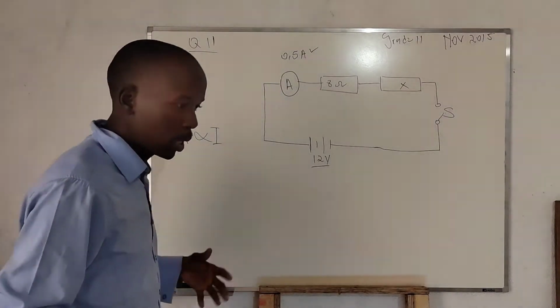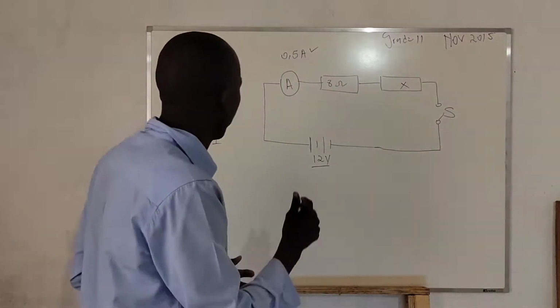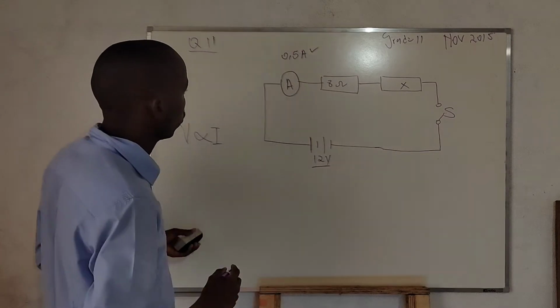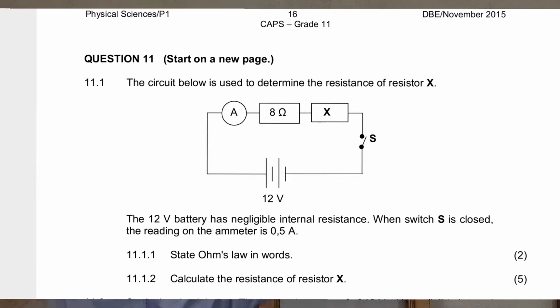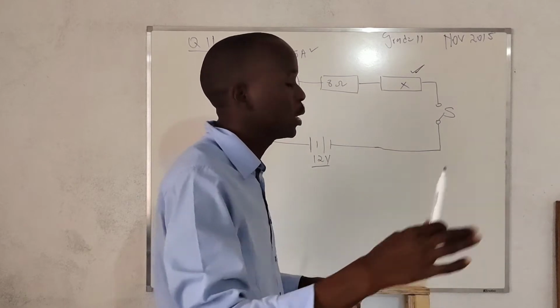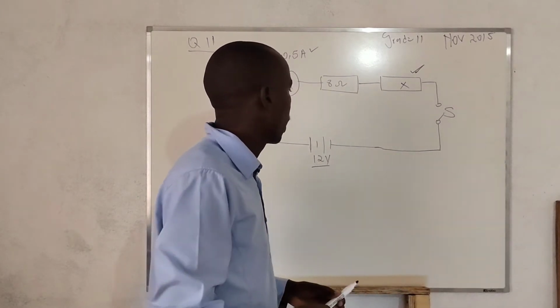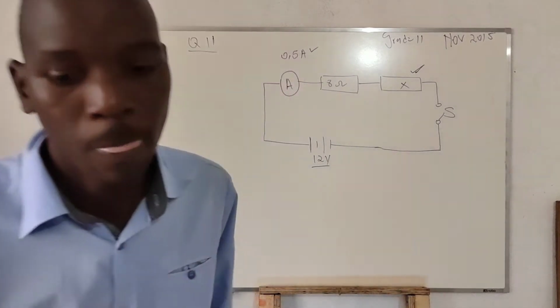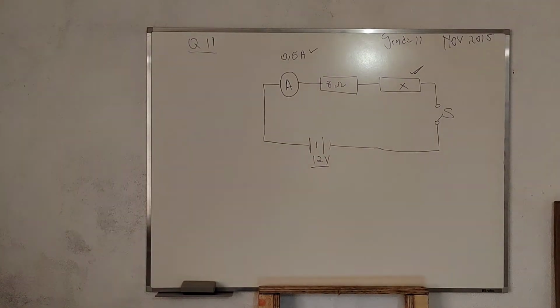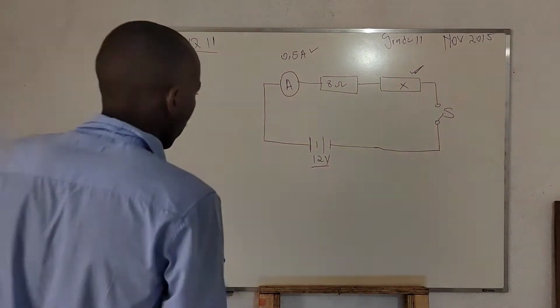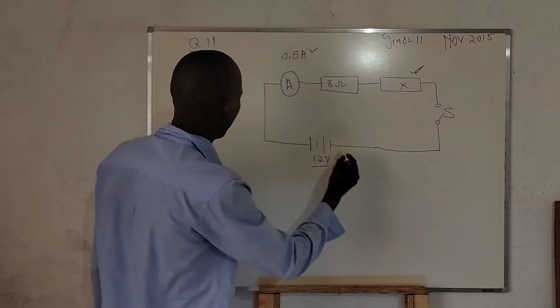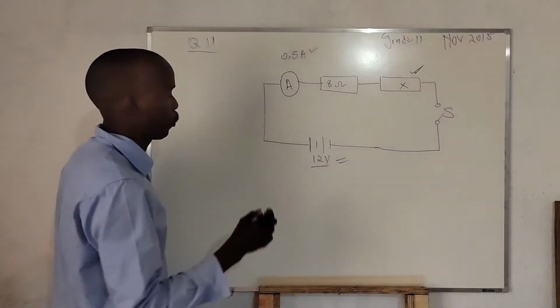As you can see, I'm going to solve the second question. The second question requires us to determine the resistance R. So we are going to use Ohm's law to determine the resistance of that resistor. As we can see here, we have the total voltage from the battery. We are going to use Ohm's law to solve this problem.